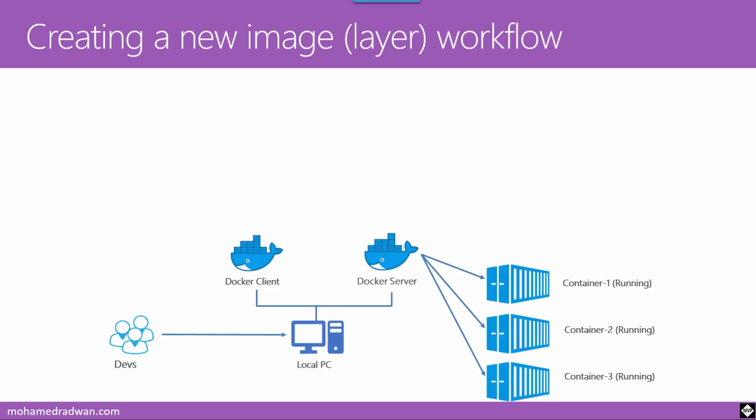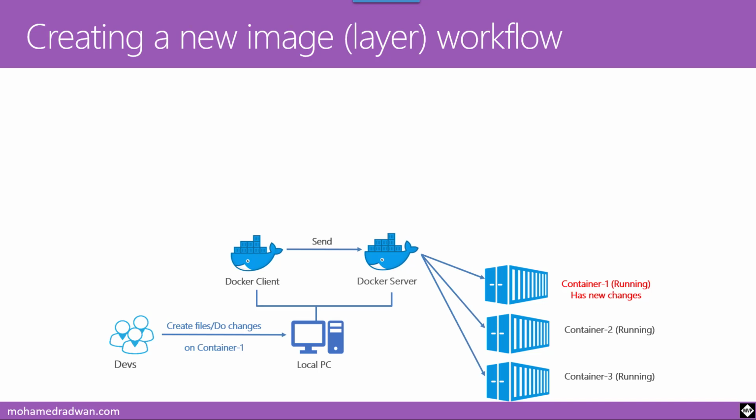So let's look at the workflow of creating a new image. As we explained before, let's say that I have containers 1, 2, and 3 running. Let's say I start to create some files and make some changes in container 1, and this will send the command to the Docker daemon, which will execute it on the running container. And now my running container has a new state with new changes.